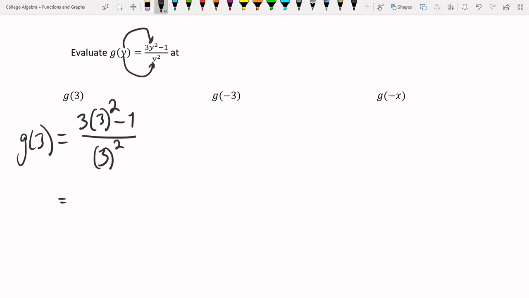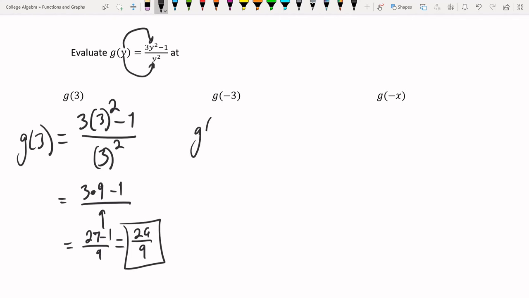So order of operations says 3 squared is first. 3 squared is 9. 3 times 9 is 27. 27 minus 1 is 26 over 9. And that cannot reduce, so I'm going to leave it like that.